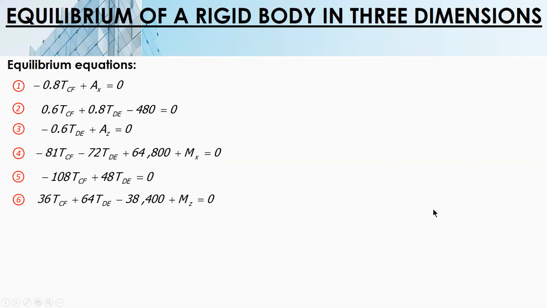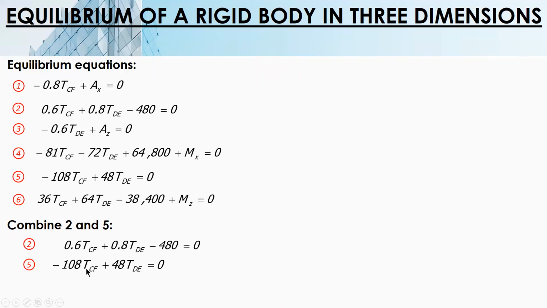But this is not that difficult. So the only equations without the reaction components are 2 and 5. So, combine 2 and 5, we can solve for TCF and TDE. Equation 2, equation 5. Okay? So, combine them. You can use your calculator if you want, but you can use elimination or substitution. TCF is 200 while TDE is 450.